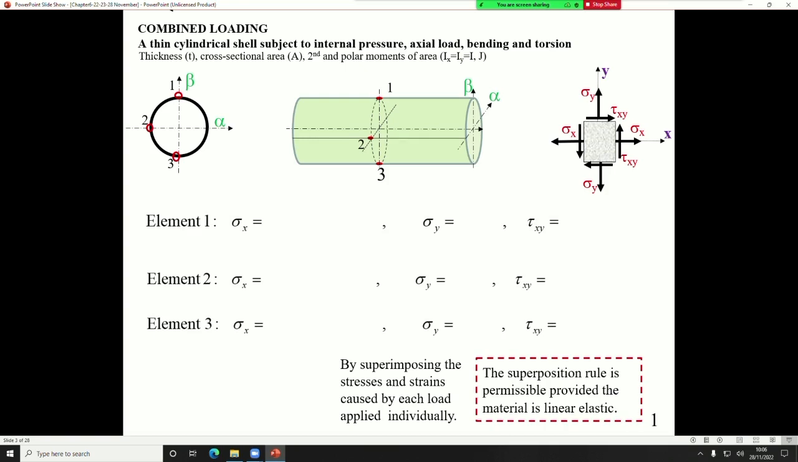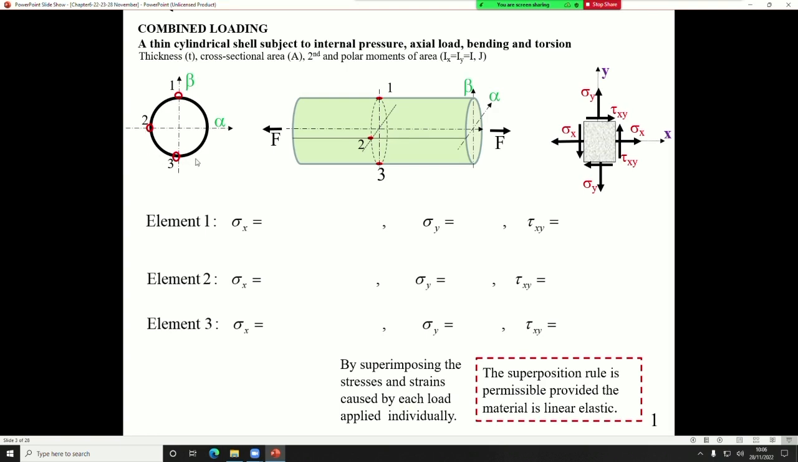I start with applying the force, which is axial, and at the moment it's a tensile force. Based on what you learn in chapter one, provided the force is uniformly distributed, all these points, not just one, two, three, but any other points on this cylinder, experience the same stress, and that is equal to F divided by the cross-sectional area. The cross-sectional area is this black area.